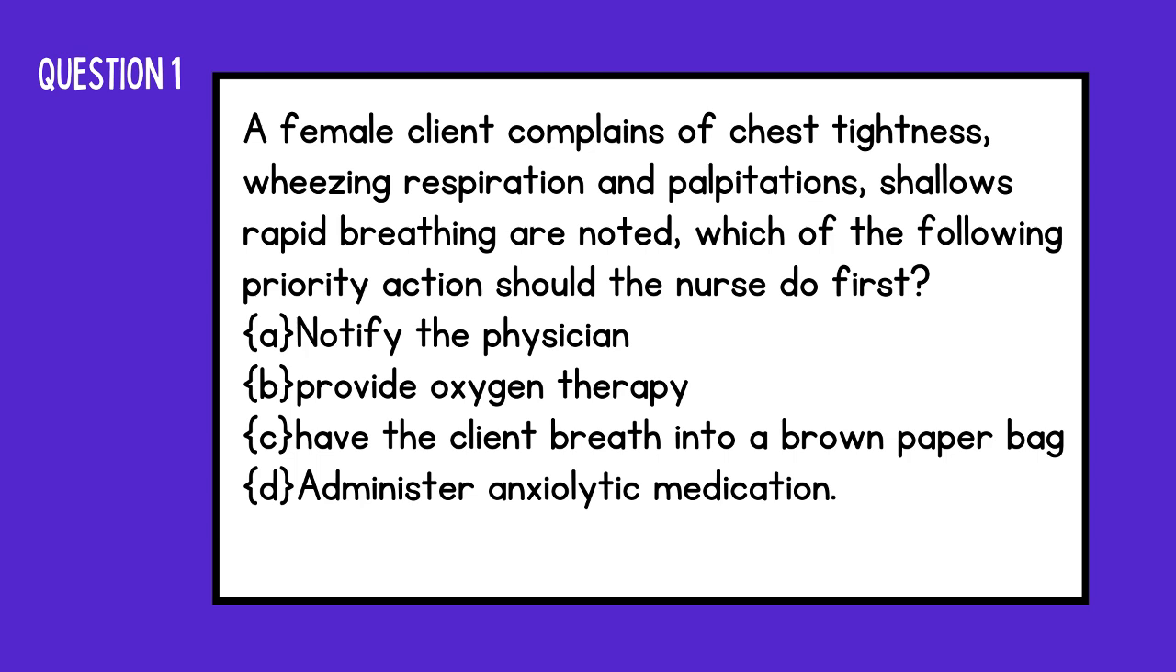I repeat the question. A female client complains of chest tightness, wheezing respiration and palpitation. Shallow rapid breathing are noted. Which of the following actions should the nurse do first? A. Notify the physician. B. Provide oxygen therapy. C. Have the client breathe into a brown paper bag. And D. Administer anxiolytic medication.